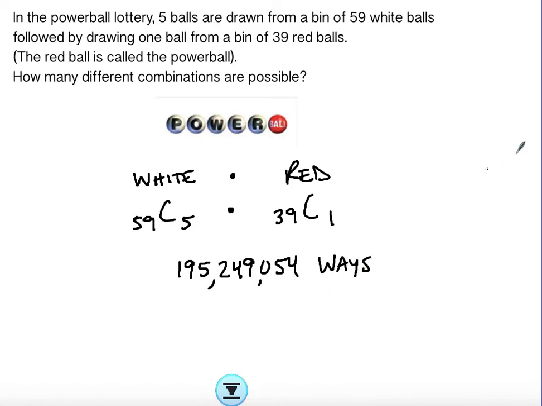Okay, maybe instead of ways, I'll say possibilities. That's a lot of possible outcomes, right? So to win the Powerball is gonna be pretty hard to do.